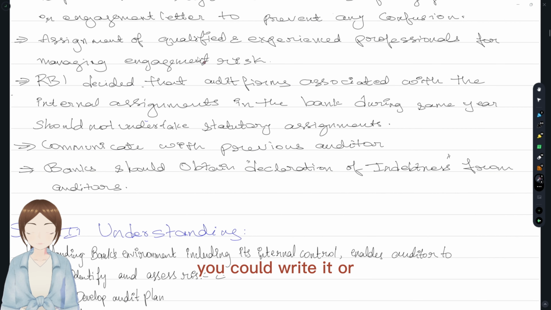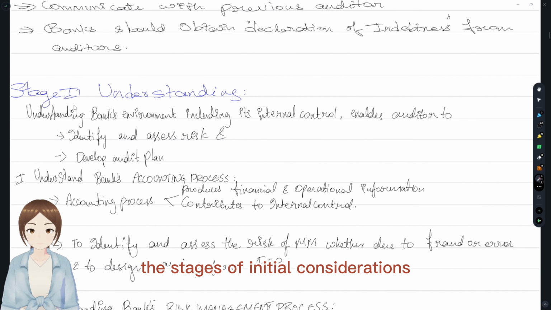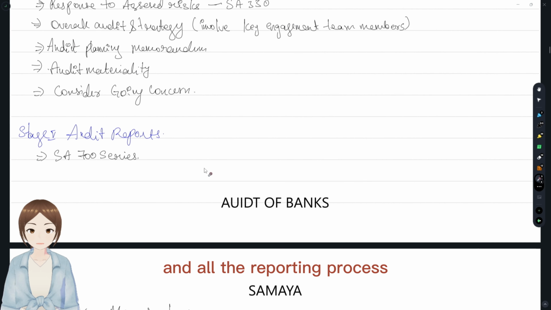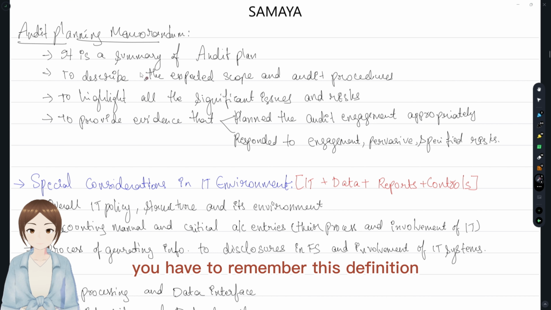This is more, you could write it mostly with regards to the standards on accounting, the stages of initial considerations, undertakings, etc. And all the reporting process. And audit planning memorandum, you have to remember this definition. It could be asked as a 5 marks question. It was not asked until now, but when they ask, you could bank your 5 marks there.